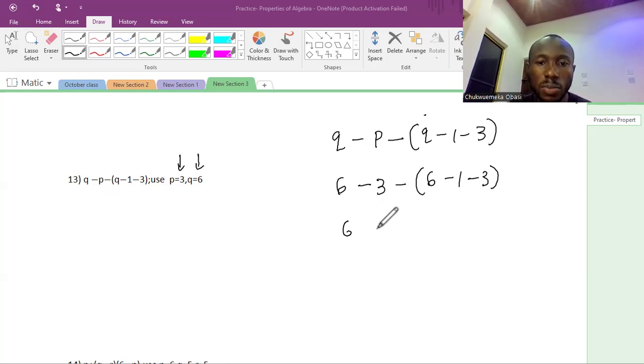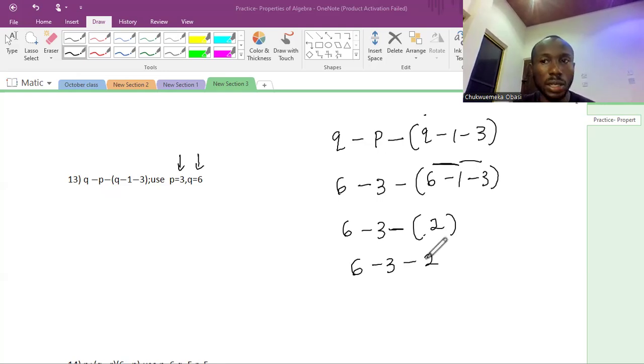So here we have 6 minus 3 minus (6 minus 1). 6 minus 1 is 5. 5 minus 3 is 2. So we have 2 right here, like this. Now, you can easily remove the bracket because there's nothing you want to multiply with 2. So this is just the same as 6 minus 3 minus 2, like that.